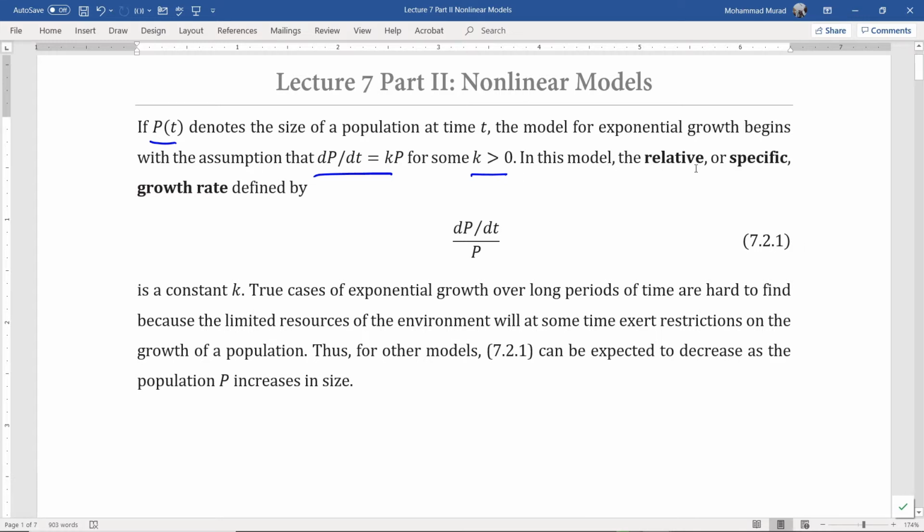In this model, the relative or specific growth rate, defined by the quantity (dP/dt)/P, is a constant k. True cases of exponential growth over long periods of time are hard to find because the limited resources of the environment will at some time exert restrictions on the growth of a population. Thus, for other models, equation 7.2.1 can be expected to decrease as the population increases in size.